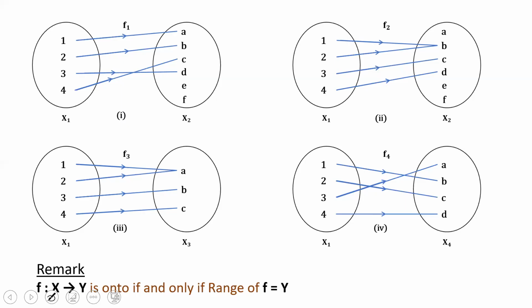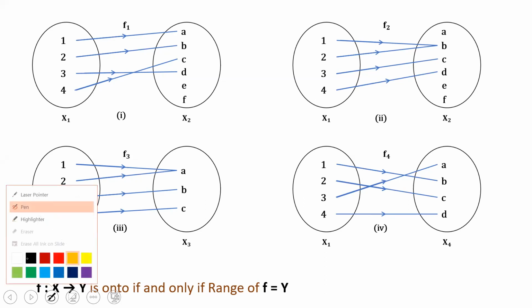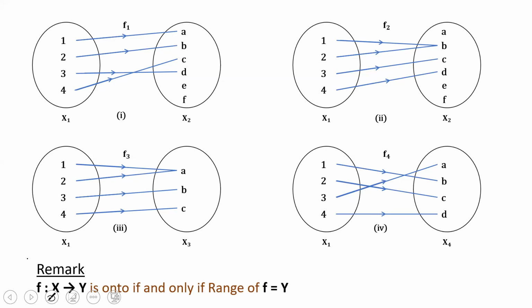Tell me, among the four arrow diagrams given here, which one is onto and which is not? The first one is not onto. Second is not onto either, since E and F do not have pre-images. Third and fourth are onto. The third one is many to one and onto. The fourth one is 1-to-1 and onto.